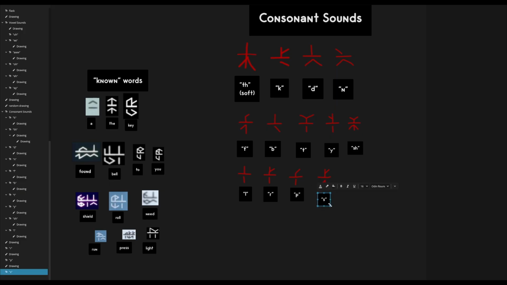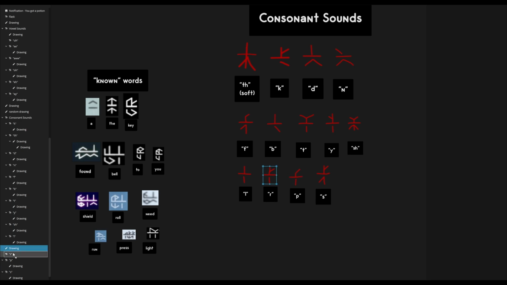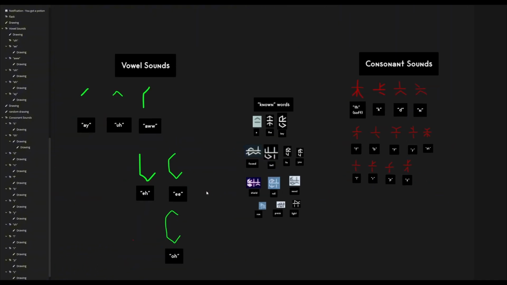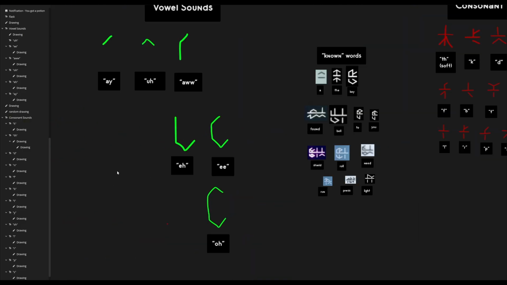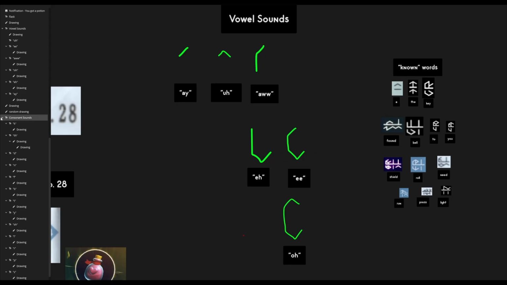Okay. That's up a little bit. All right, let's make sure we have this organized. Our consonant sounds. Man, I could write so many words. L. I is just this. Okay. That's good to know. Down with the consonant sounds for a moment.